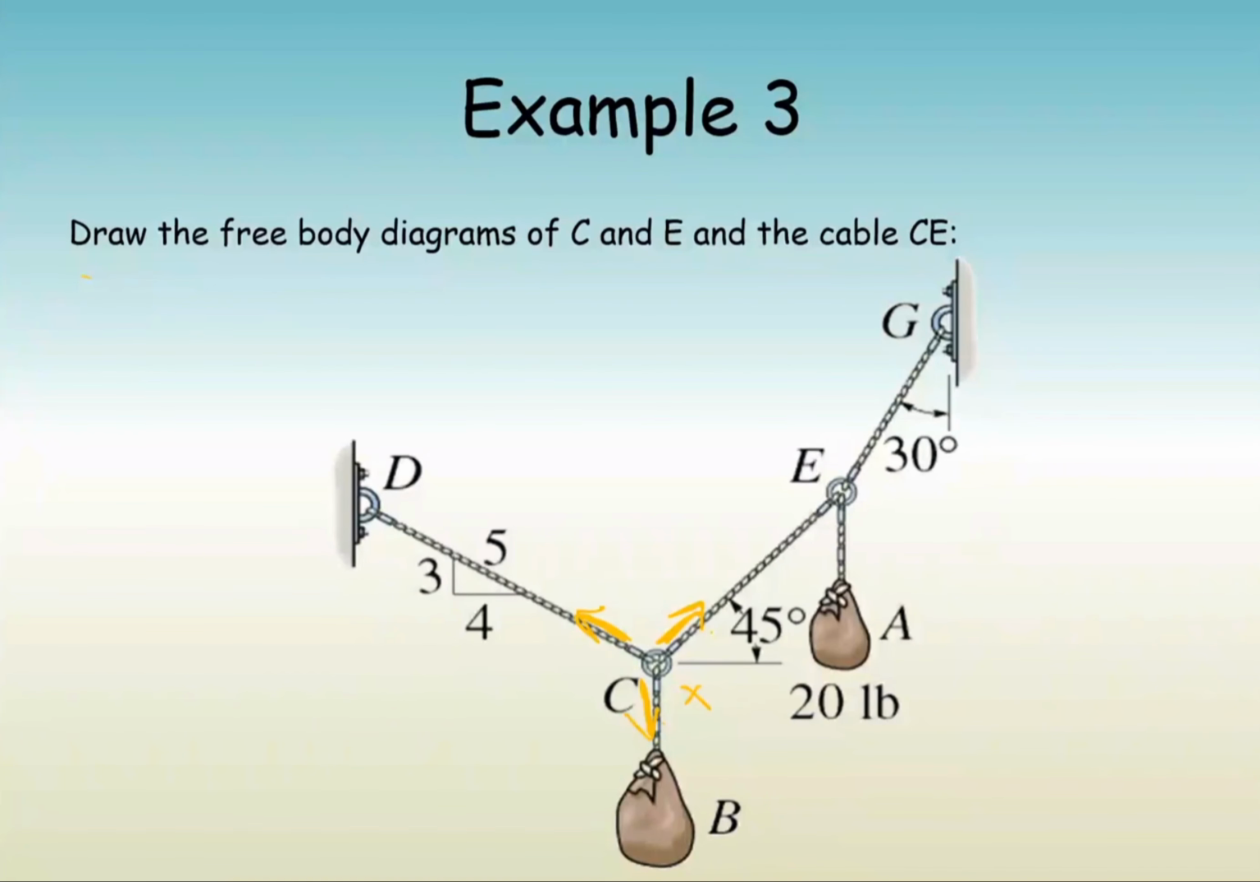Let me look at the other point. Let me look at E. At E, I've got three forces. I've got this force acting here, I've got this force acting here, and I've got another force acting downward. So how many unknowns have I got here? Well, I've got two unknowns, that's this one and this one. But I've got one known here because that's given here.